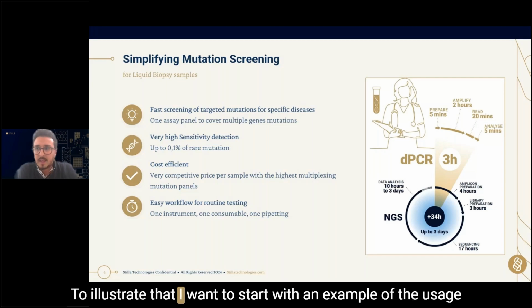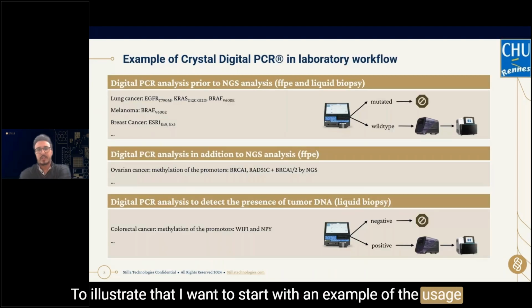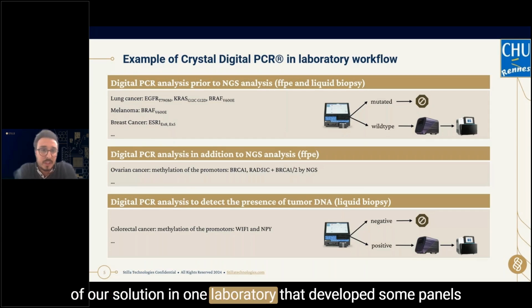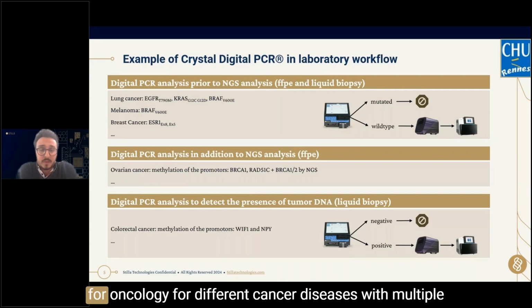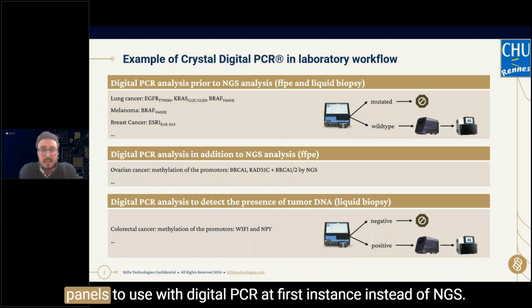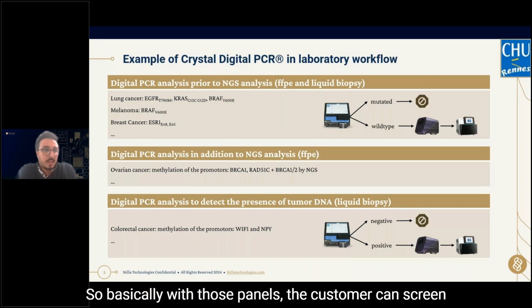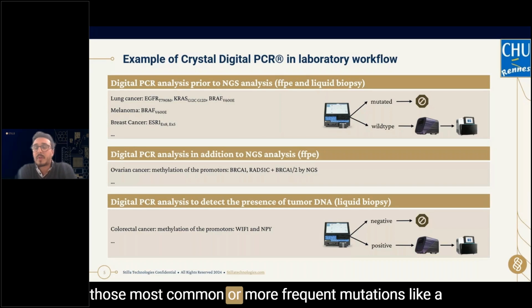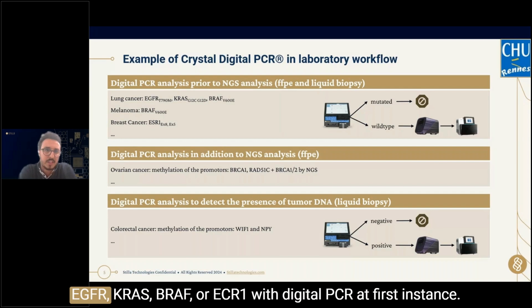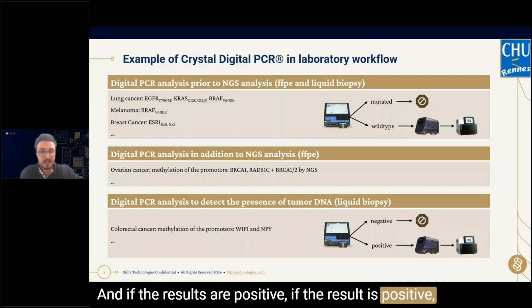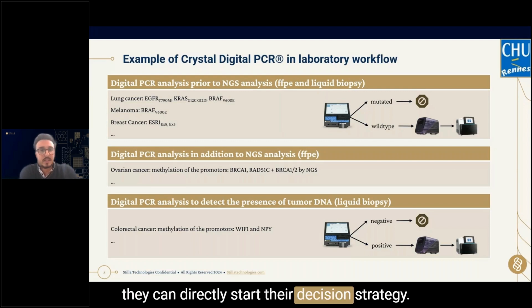To illustrate that, I want to start with an example of the usage of our solution in one laboratory that developed some panels for oncology for different cancer diseases, with multiple panels to use with digital PCR at first instance instead of NGS. So basically, with those panels, the customer can screen the most common or more frequent mutations like EGFR, KRAS, BRAF, or ECR1 with digital PCR at first instance. And if the result is positive, they can directly start their decision strategy.